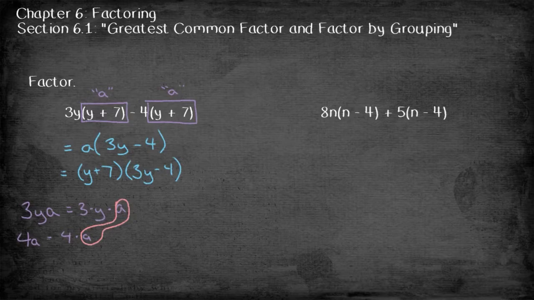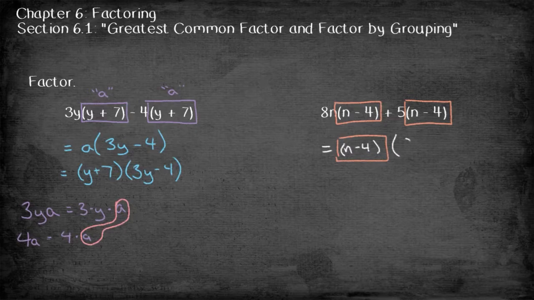So this y plus 7 can be thought of as one term unto itself. You can do the same thing with the second one. So this is very similar to just factoring out a monomial, even though these are binomials that we're technically factoring out.